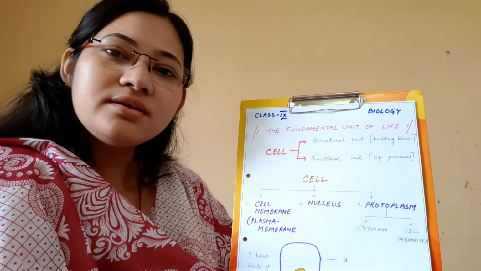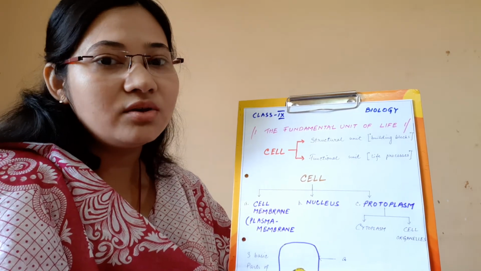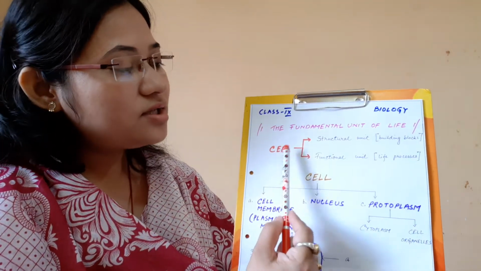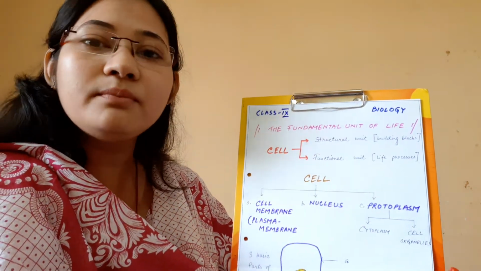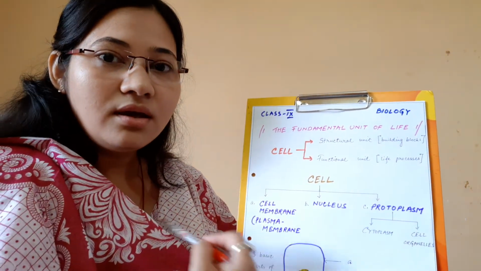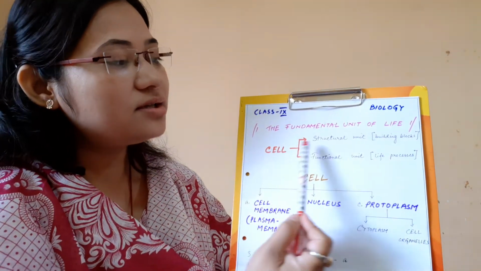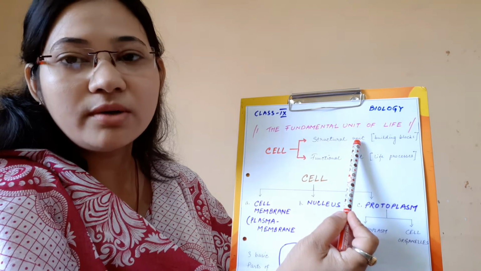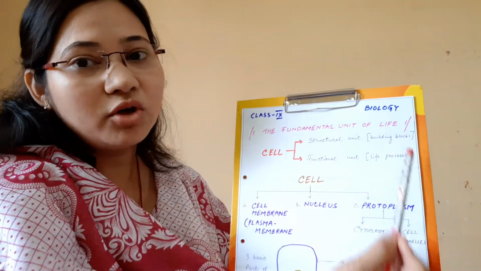You know, all organisms are made up of cells, either plants, animals or microorganisms. So cell forms the structural unit. That means they are the building blocks of our body. The smallest unit of our body are made up of cells. So cells are called the structural unit of our body. They also are known as building blocks of our body.